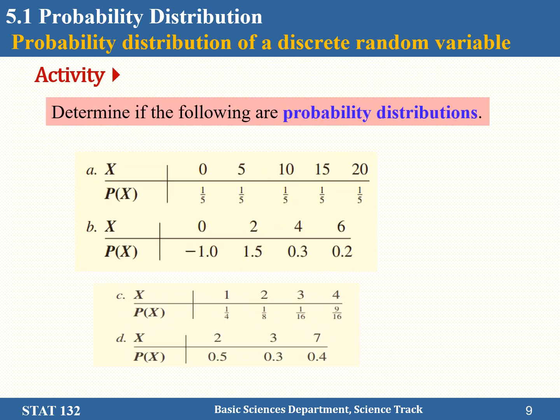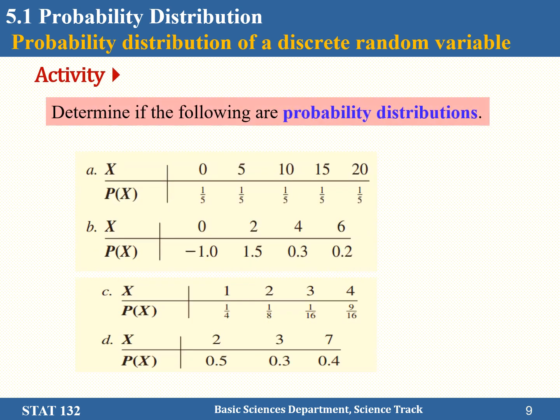Now let's look at this activity. Determine if the following are probability distributions. Now let's have a look. So these are the values of X, and these values, we cannot do anything about them because they depend on the experiment, and since the experiment is not given to us, we cannot discuss if they're okay or not.